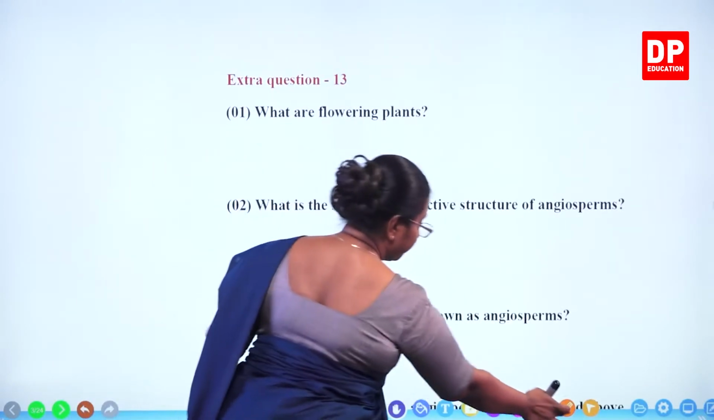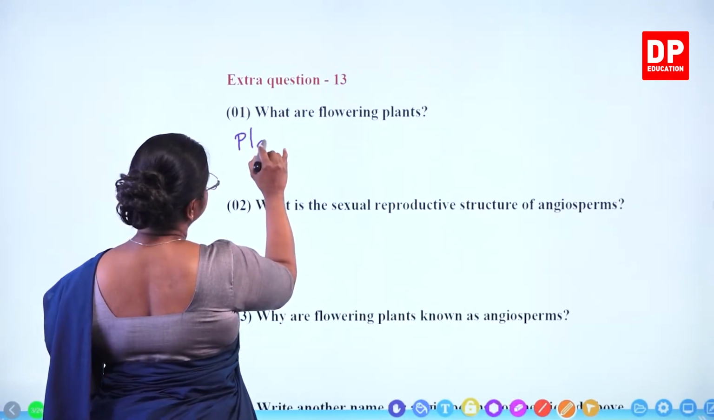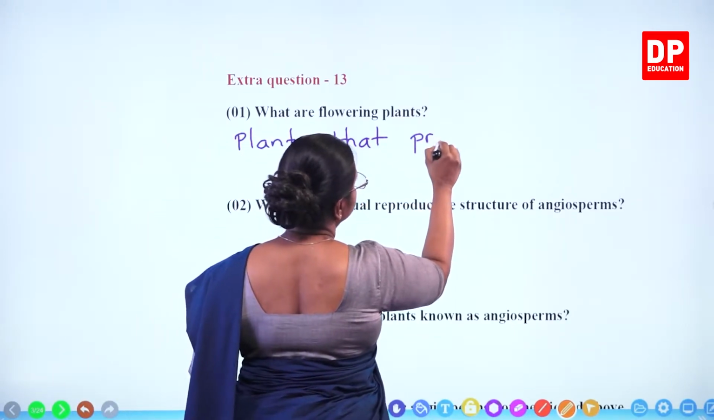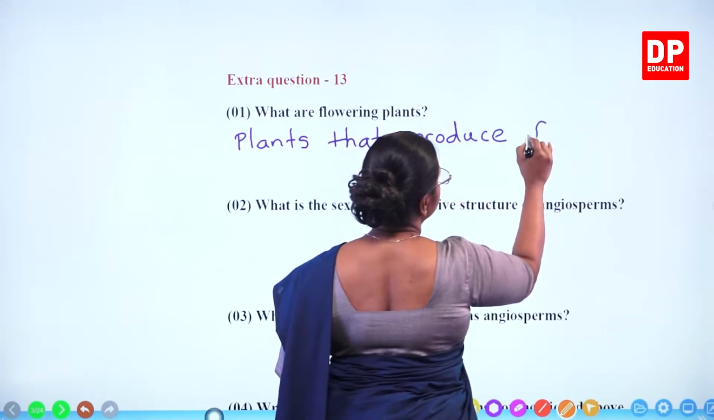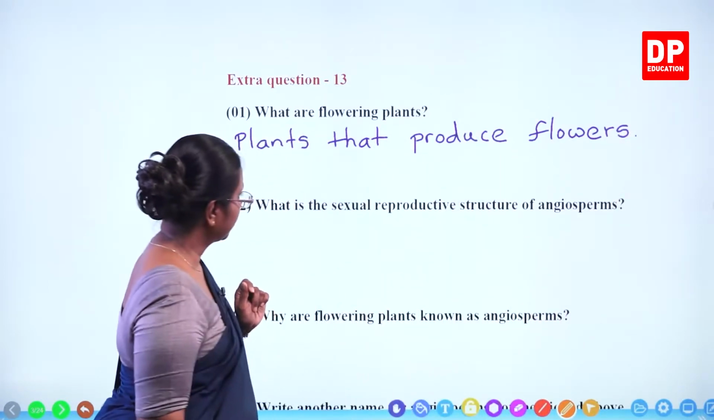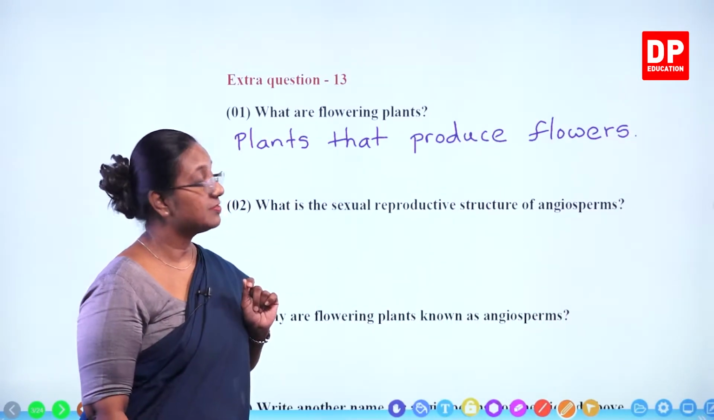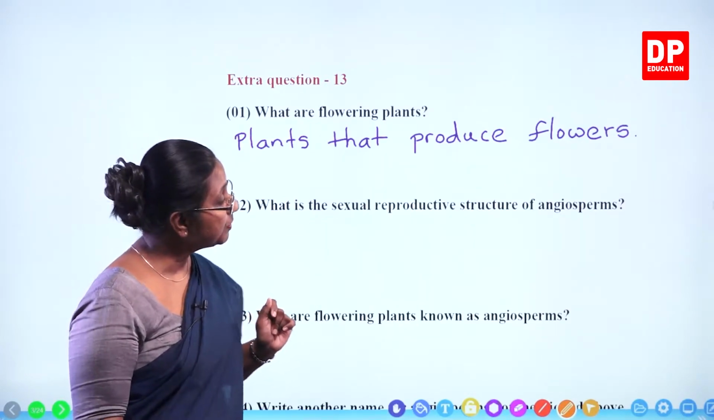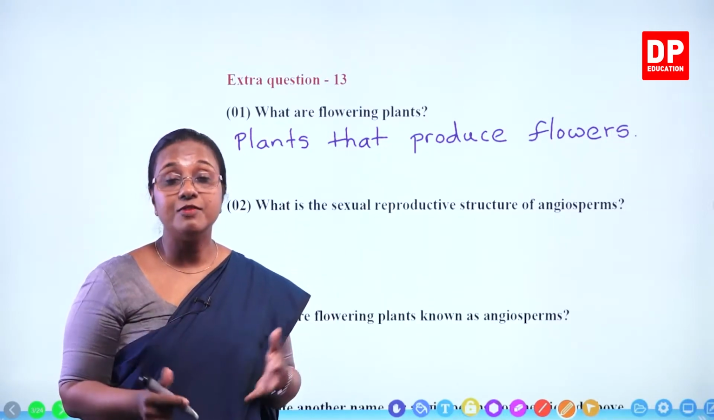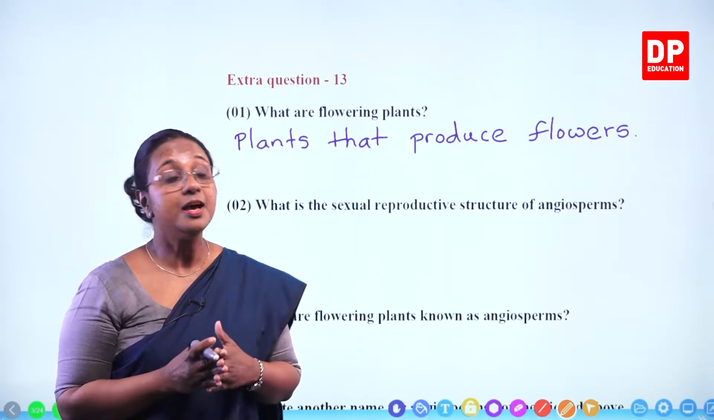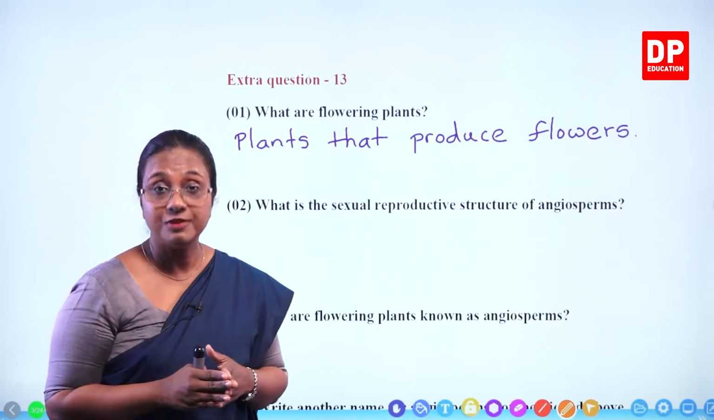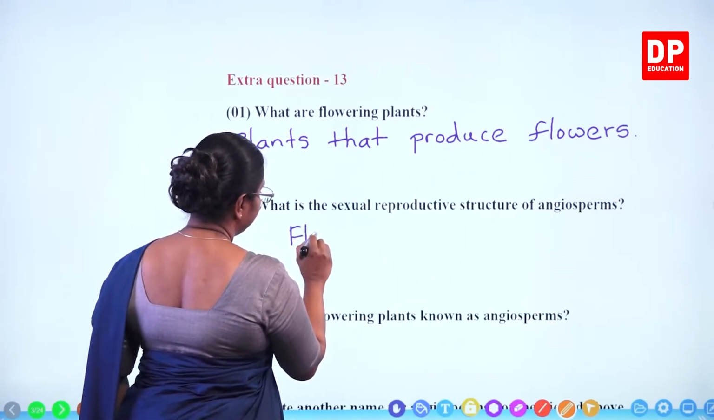So here we can say plants that produce flowers. The next question. What is the sexual reproductive structure of angiosperms? Angiosperms is another name given for flowering plants. Why? They have a seed covered by fruit. Covered seed plants. So, what is the sexual reproductive structure of angiosperm? That is the flower.